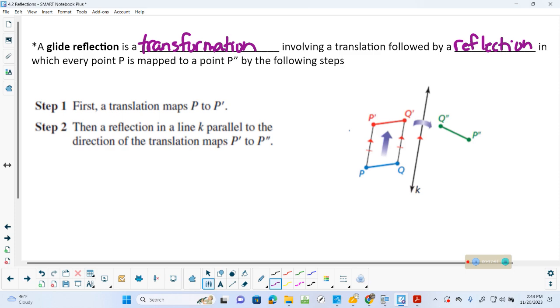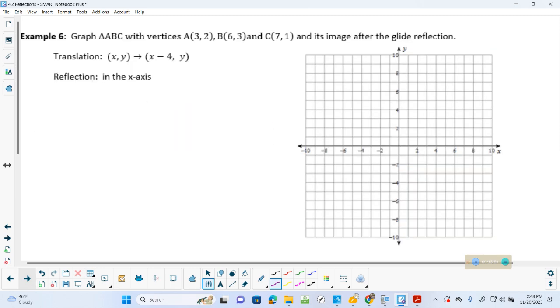First, you're going to do your translation. So here they moved it up and to the right, and then they reflected it. That's what we're going to do. It's basically putting both sections together, 2 for the price of 1. So as always, let's start with the given. Graph your triangle there. A is at 3, 2. B at 6, 3. C at 7, 1.